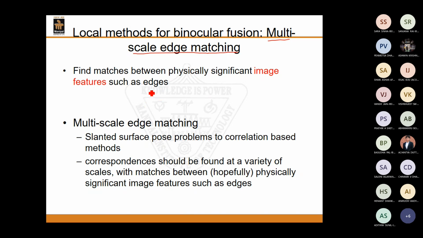Here, instead of doing that, we can also go with edge matching. In edge matching, we look for an edge and try to match the edges. Along with that, you can also do multi-scale edge matching. Multi-scale means we convert the image into different scales, and then we do edge matching, and this would help us find better correspondence between the two image point pairs.